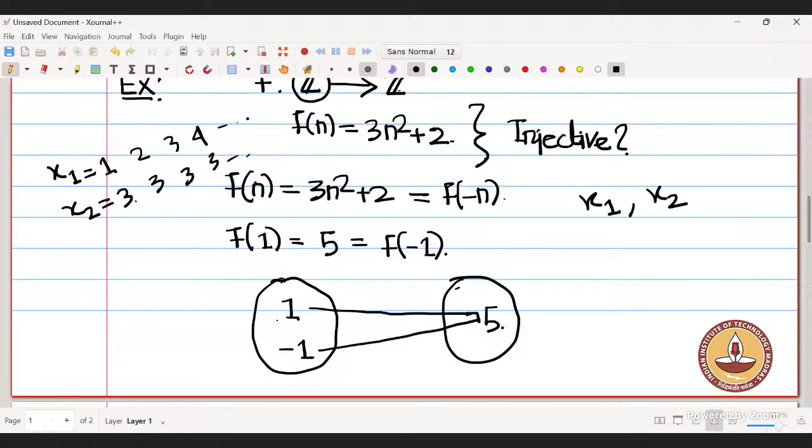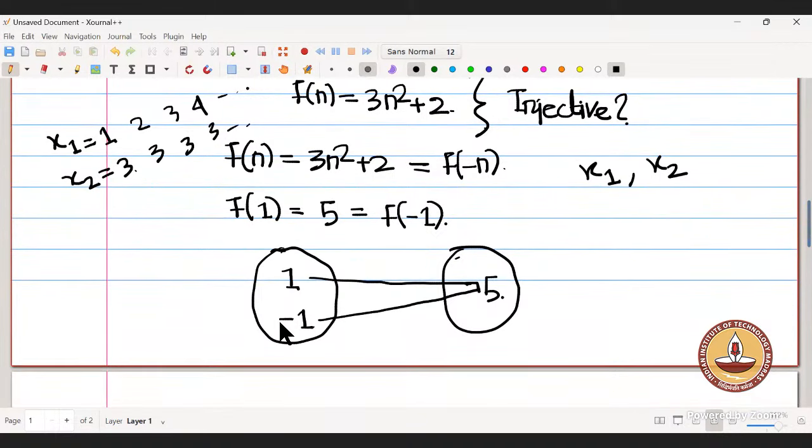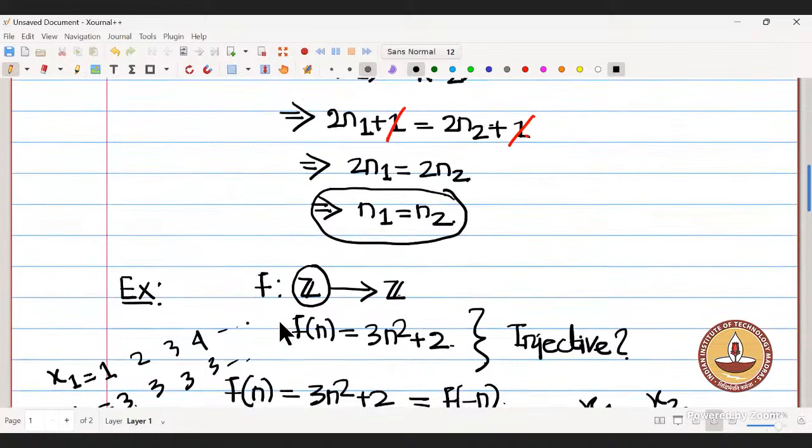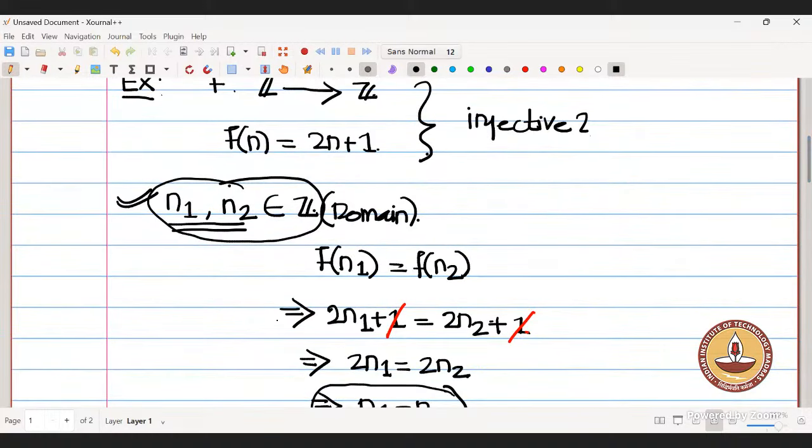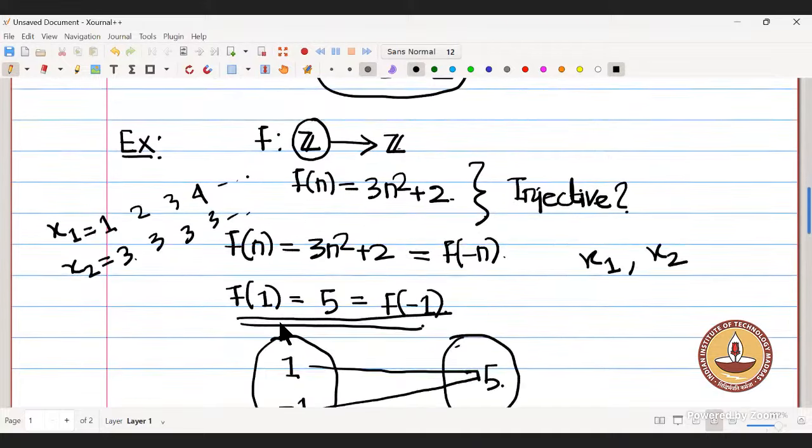So the first thing is you have to guess whether this is an injective function or not. Then accordingly, if you want to show that this is not injective, you have to provide a counter example. That is what we are doing here. And when you want to show that this function is injective, then you have to prove it.